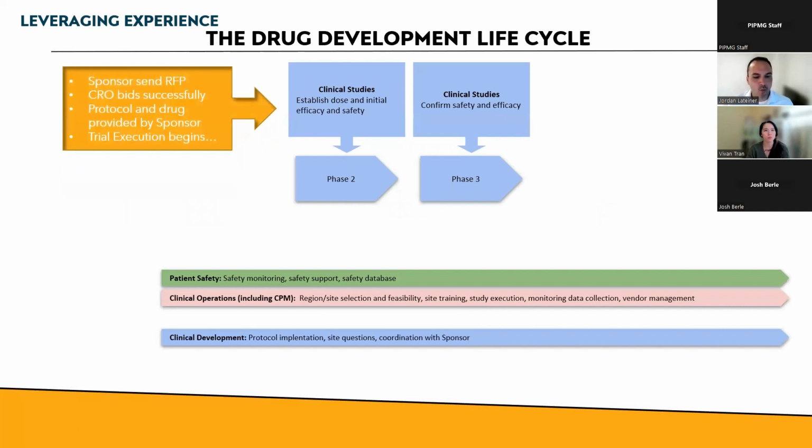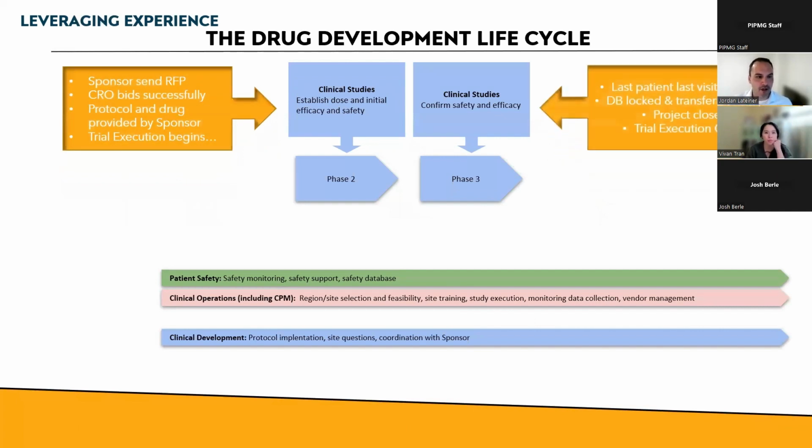Just to move things along a little further, this was an example of what the experience is often like on the CRO side, where a sponsor will send an RFP, the CRO bids on it, they conduct the protocol, and the drug is ultimately provided by the sponsor to the CRO. The execution of the trial begins, be it phase 2 or phase 3, sometimes even phase 1 programs. The last patient, last visit occurs. Ultimately, the database is locked and transferred to the sponsor. The project is closed out and the trial execution is complete.